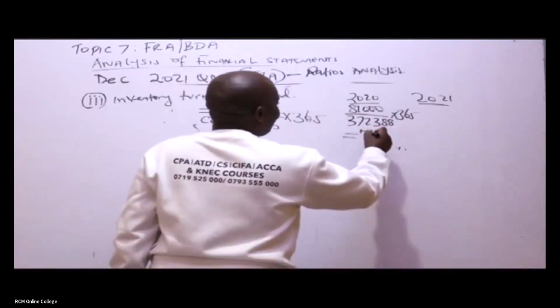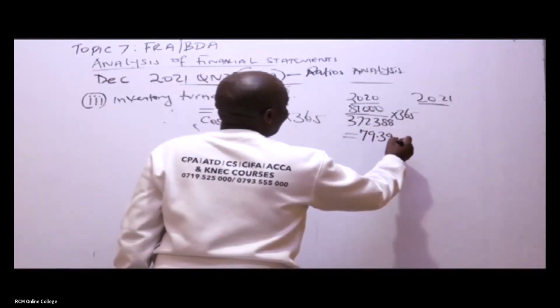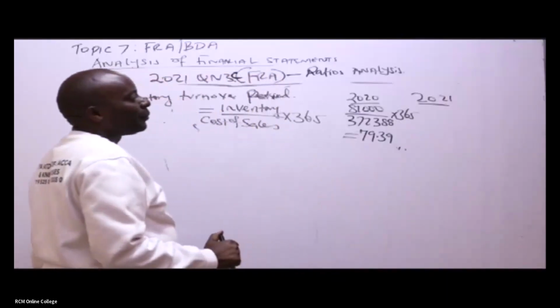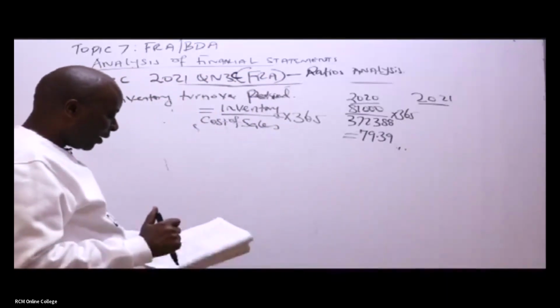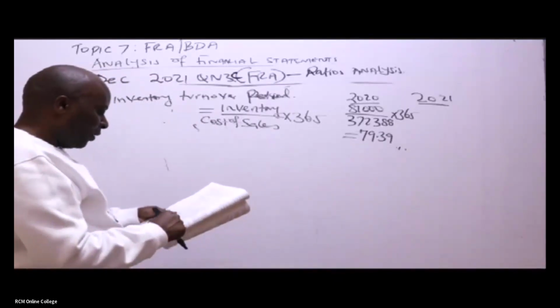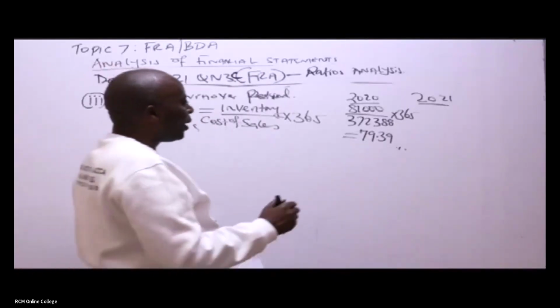79.39 days. Thank you. Go and do the same for 2021. For 2021, look for the inventory. Inventory 2021 is 81,400.